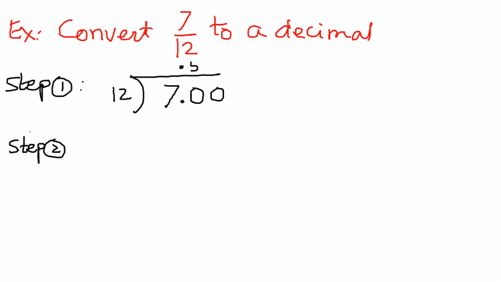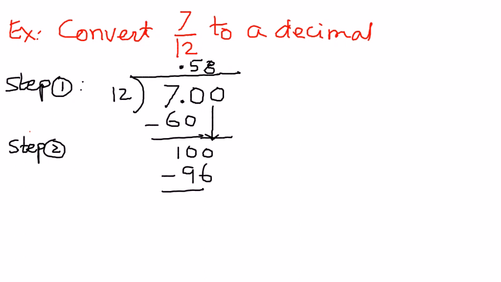12 times 5 is equal to 60. So we subtract 60 from 70, and we're left with 10. 10 is still less than 12, so we borrow the 0 from here, and then we repeat the process. 12 times what number is equal to or less than 100? 12 times 8 is 96. So we subtract 96 from 100, and we're left with 4, and therefore we add another 0, making it 7.000. We borrow this 0 this time.